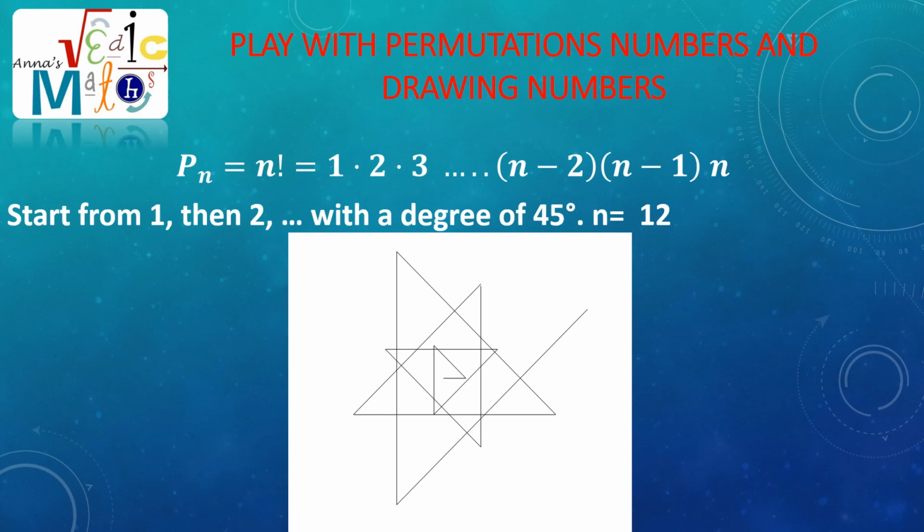Starting from 1, we draw a segment of length 1, then 45 degrees, and we draw a segment of length 2, 45 degrees, a segment of length 3, 45 degrees, a segment of length 4, 45 degrees, a segment of length 5, and so on. So we have this nice picture.